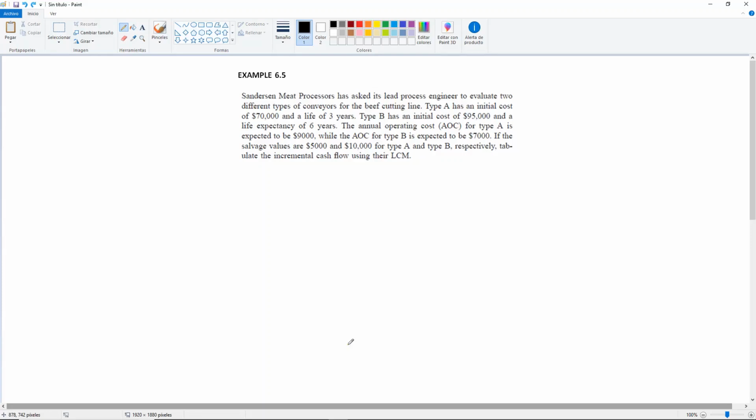Example 6.5. Sanderson Meat Processors has asked its lead process engineer to evaluate two different types of conveyors for the beef cutting line. Type A has an initial cost of $70,000 and a life of 3 years. Type B has an initial cost of $95,000 and a life expectancy of 6 years.